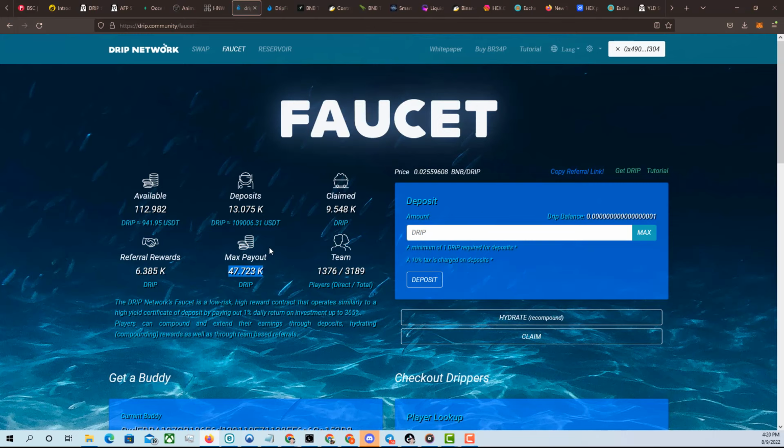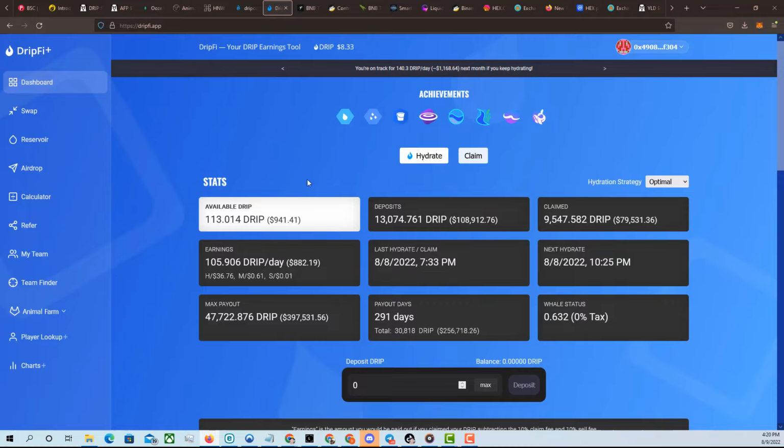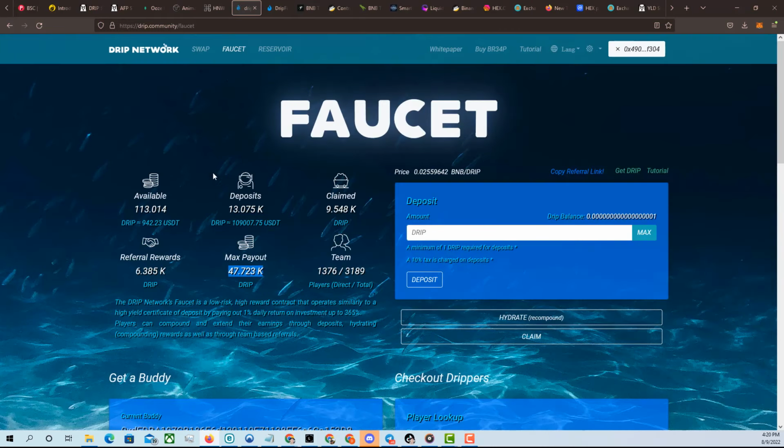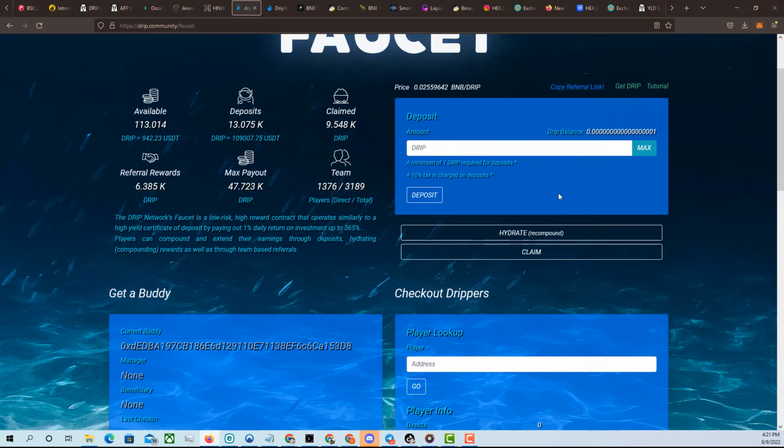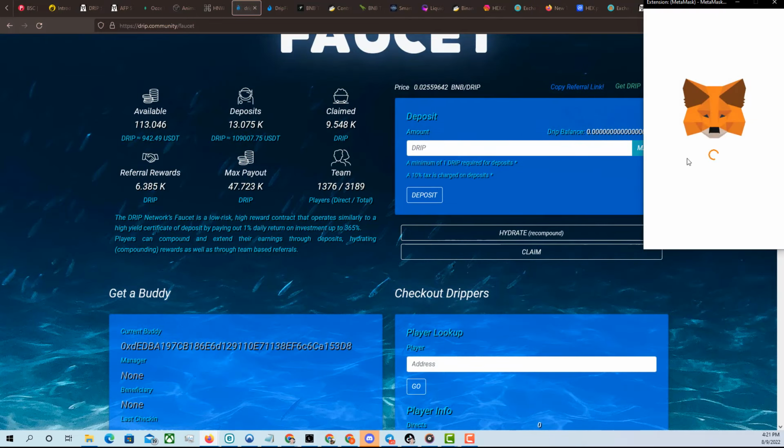As you can see here, our deposit amount, max payout. Man, we are nearing almost 50,000 Drip as a max payout. Obviously, we're working our way to 100,000 right now. If we go to dripfi.app, you can see my earnings per day are roughly $882. Here are my deposits, my max payout, and my payout days. Available Drip is roughly 941.41, and it's about time to almost compound. Let's actually just do that right now on video.